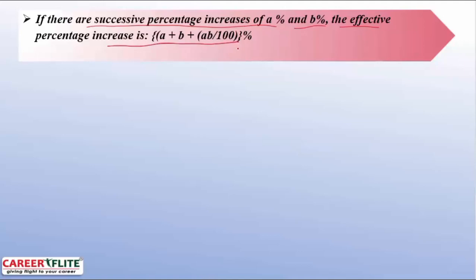For the next formula, if there is a successive percentage increase of A% and B%, the effective percentage increase will be A plus B plus AB by 100. Now for example, let us take the price of a commodity is increased by 10%, then it is again increased by 20%. What will be the effective or net increase in the price of the commodity? The formula will be 10 plus 20 plus 10 into 20 by 100, that is 200 by 100. So we will get the net effective increase in price of the commodity as 30 plus 2, that is 32.